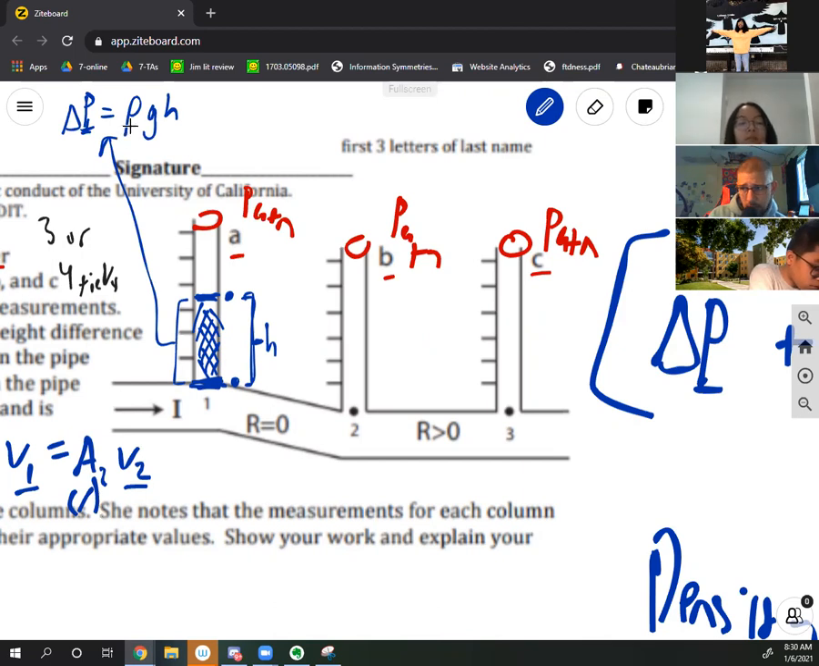So rho is the fluid density again. It's the amount of mass per volume for the fluid, in this case water. G is gravity, 9.8 meters per second squared, and h is the height of that column. So what these do is they give me a handle on pressure.